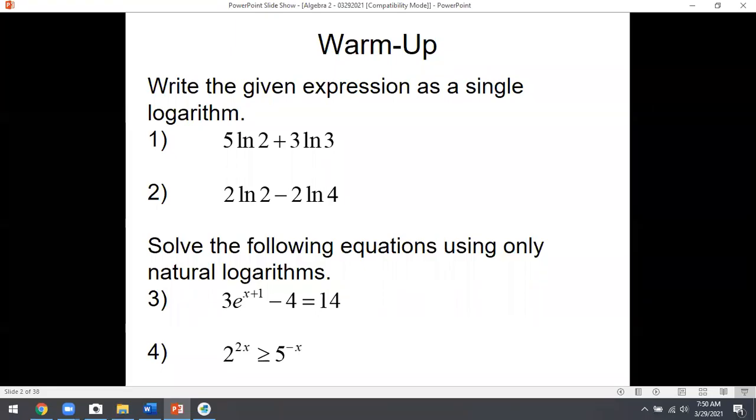All right, good morning, everybody. Let's get going. Today, we're going to start to review for your test. You've got a test on Thursday and Friday over two different units combined. Unit 7 was about exponential functions, and Unit 8 is about logarithmic functions. So we're going to review today and tomorrow.